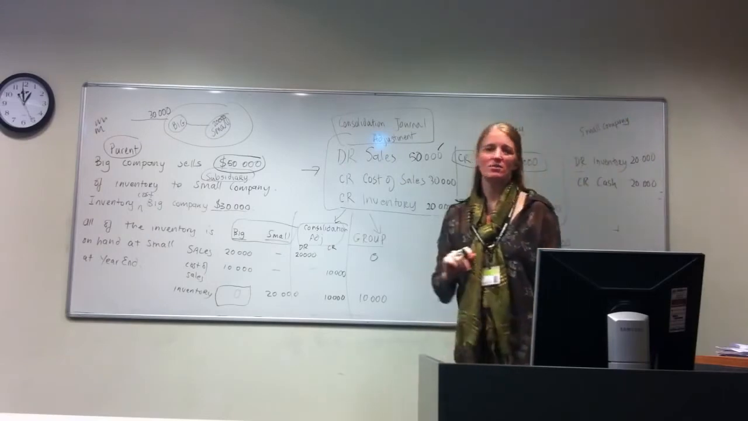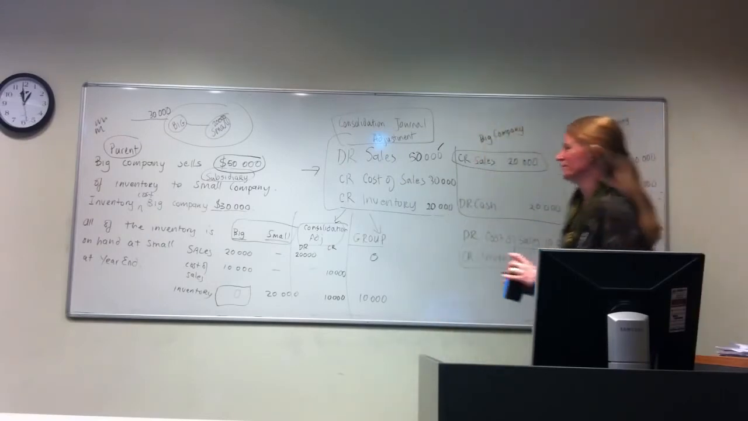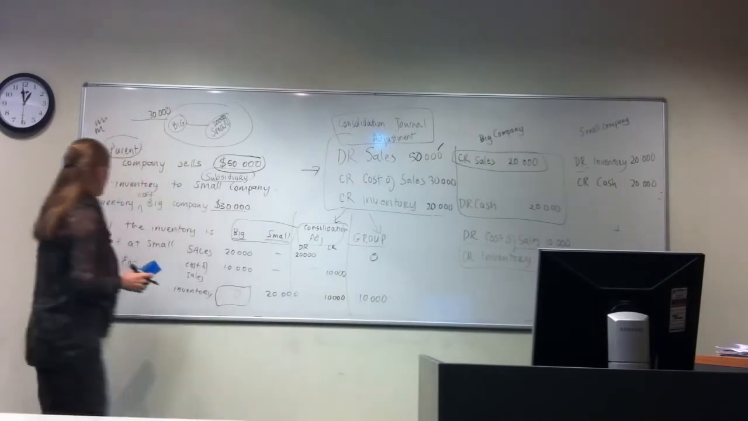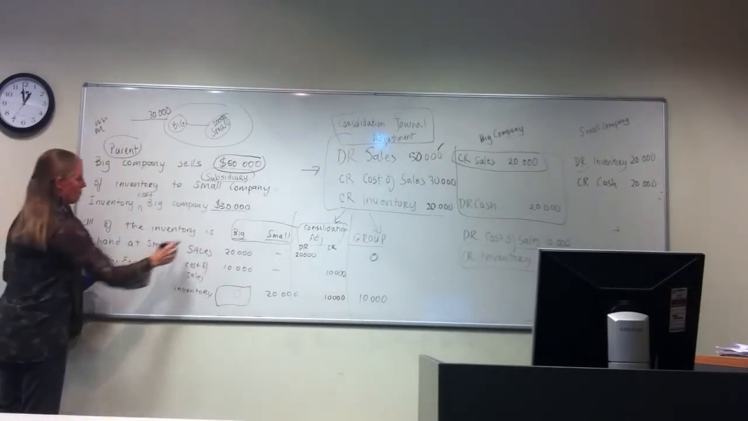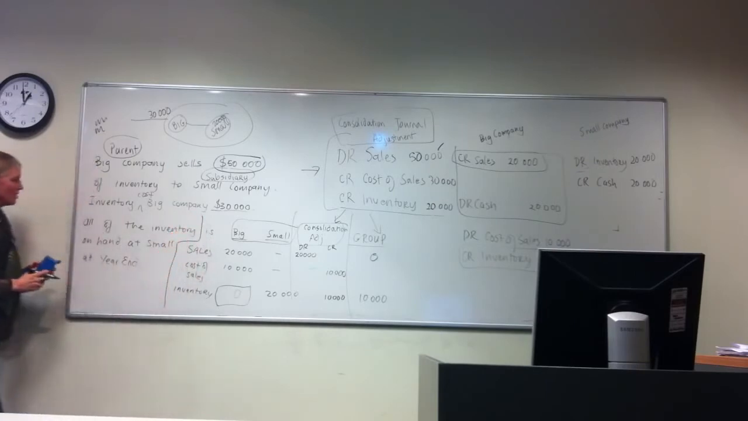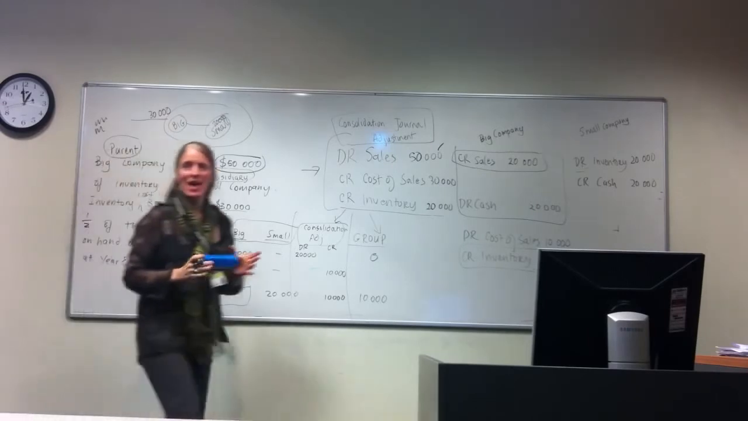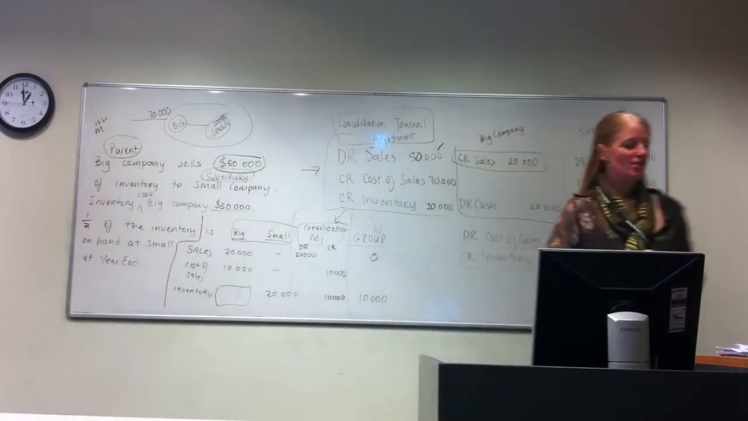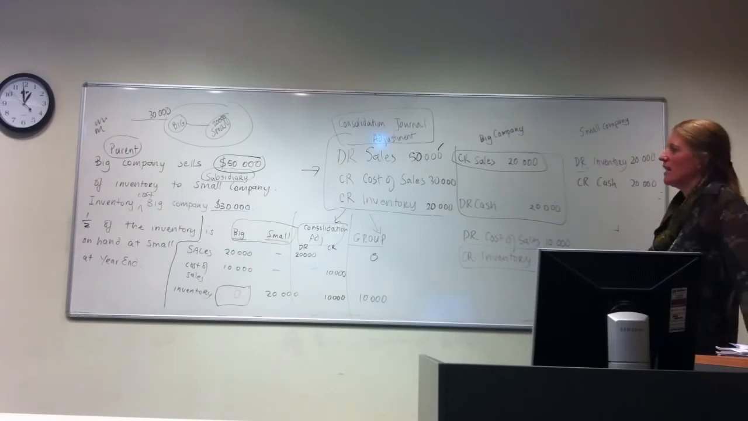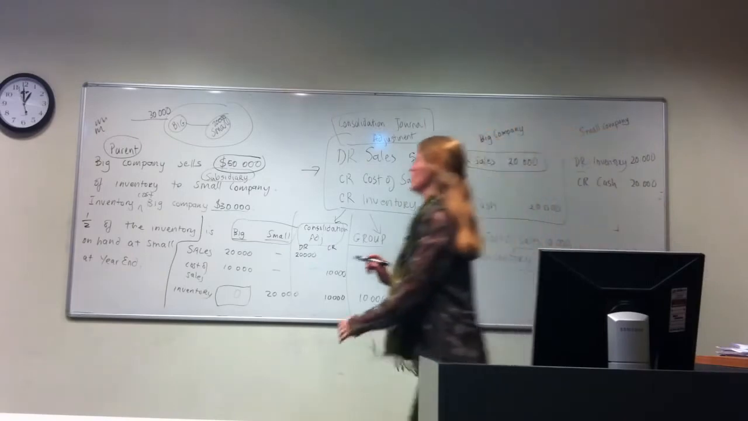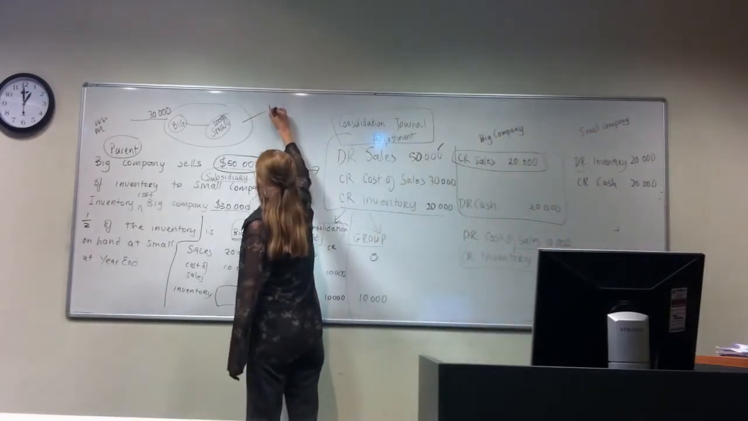Okay, what I'm going to do now is make it a little bit more difficult. Instead of saying that all of the inventory is on hand at small company at year end, I'm going to say that half of the inventory is on hand at small company at year end. And I want you to see what you do in that case. What do you think you do in that case? In other words, half of the inventory has been sold outside of the group.